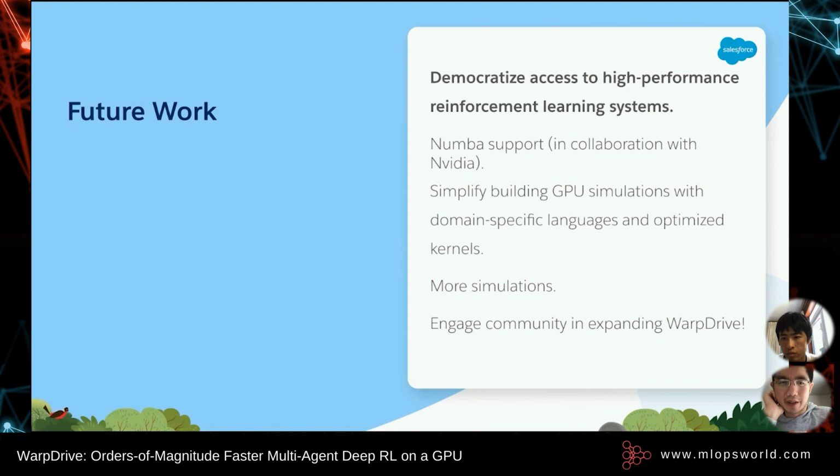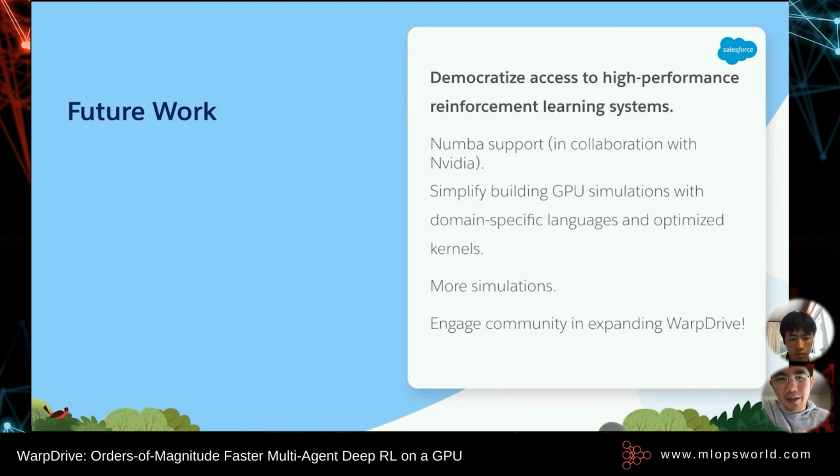And we're also thinking about creating domain-specific languages and optimized kernels to enable you to build a wide class of multi-agent simulations very quickly. And so we have a number of initiatives that are coming out soon. One of them has to do with climate change, for instance, where we are simulating the global climate and economy, and then using similar philosophies to those we've shown you in WarpDrive to really boost research on sustainability and how that interacts with strategic behavior.